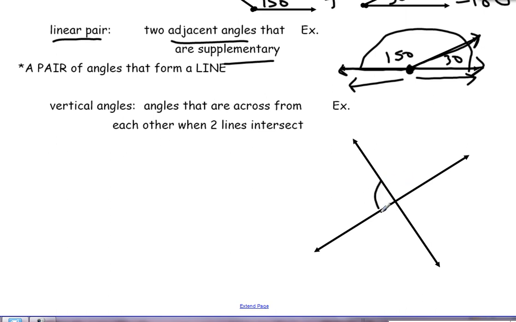So here, this angle is vertical to this angle, and this angle separately is vertical to this angle. And the thing you need to know about vertical angles is that they're congruent. So if this is, let's say, 87 degrees, then this angle across from it is also 87 degrees.